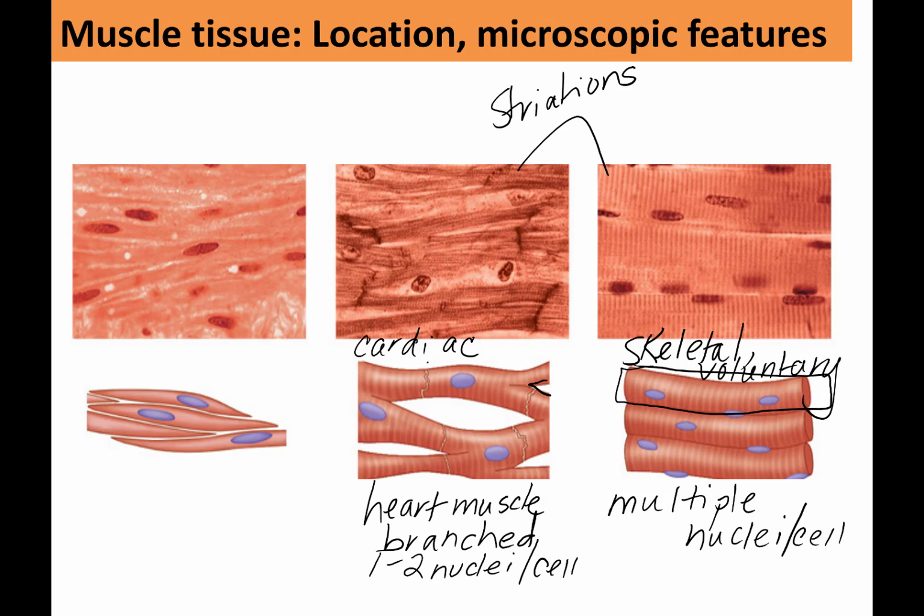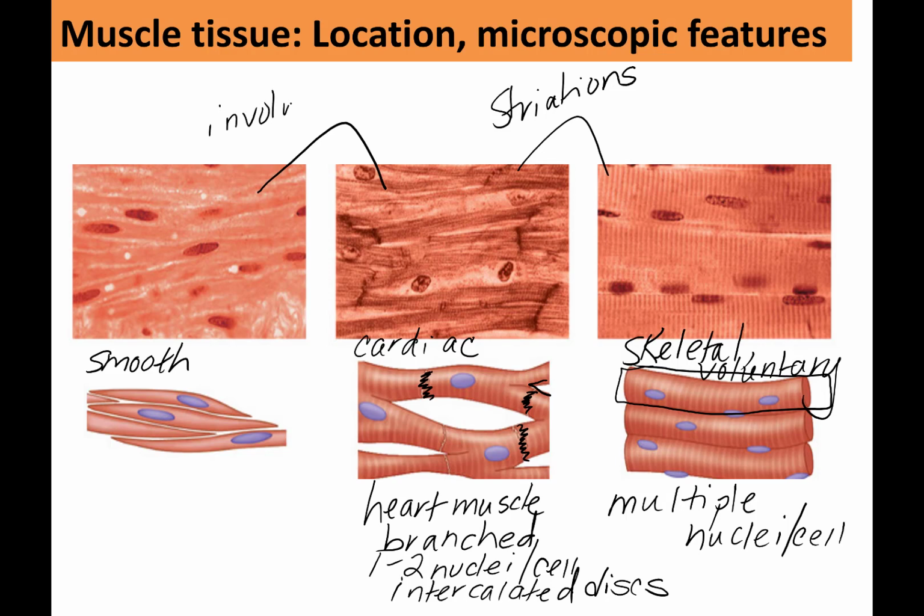Okay. And then it also has these gap junctions that you can kind of see, these little jagged lines on here, and these are called intercalated discs. And it makes it so one muscle cell can communicate very easily with the next muscle cell in order to coordinate contraction of the heart muscle. The similarity between these 2 over here on the left side of the screen is that they are the 2 involuntary muscles.